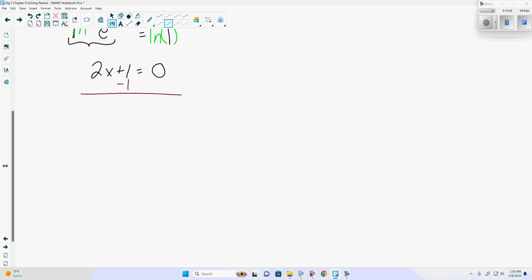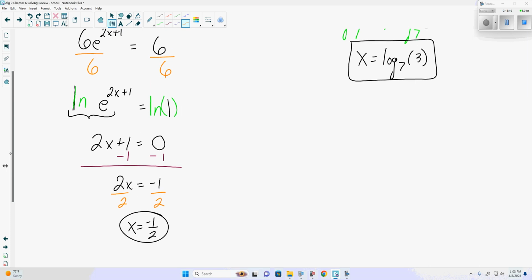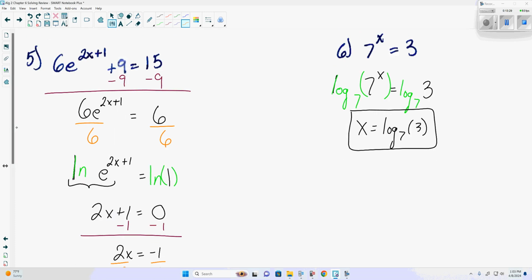We would subtract 1, telling us 2x is equal to 0. And lastly, divide by 2. That's it. Questions on this here? We're real good with these so far.